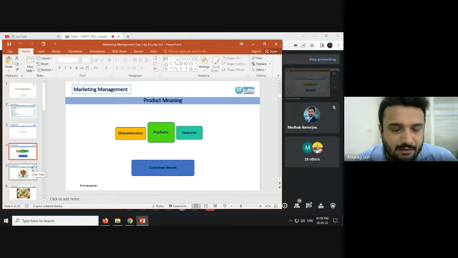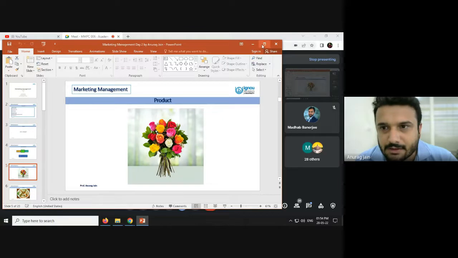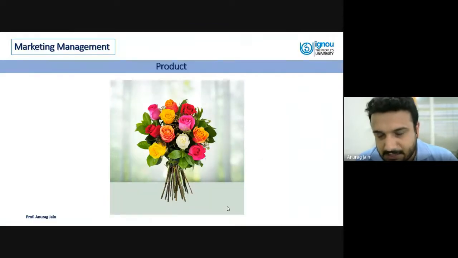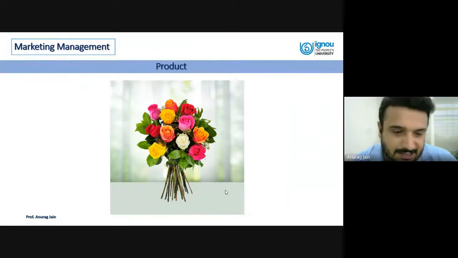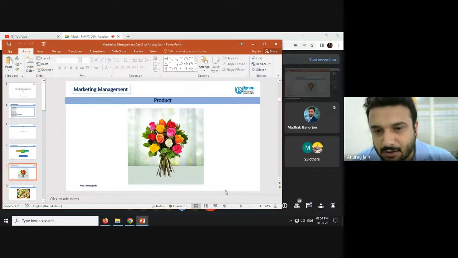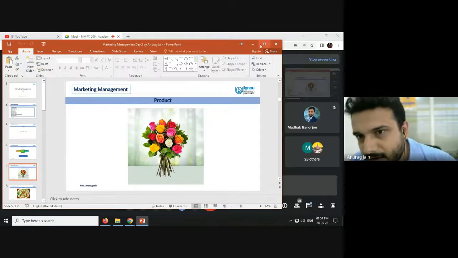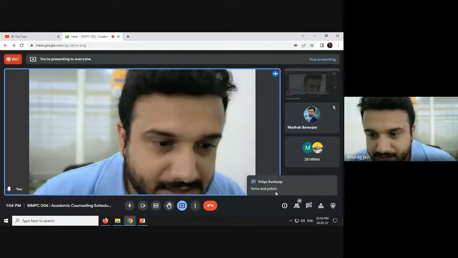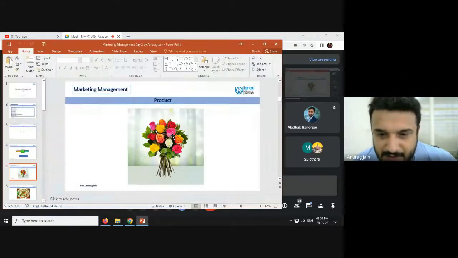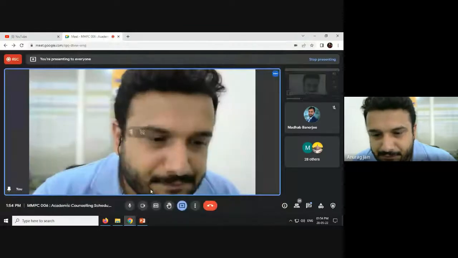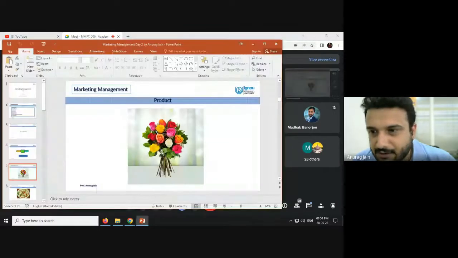Now, very quickly, I'm going to show you some images of products, and I want you to share some brand names, if you are aware of these products, right? First, this is a set of flowers. Any brand name coming to your mind about this product? Any company name, I would specifically say. Fawns and petals. Very nice, Vidya. Okay. Any other brand name? If anybody has a brand name.